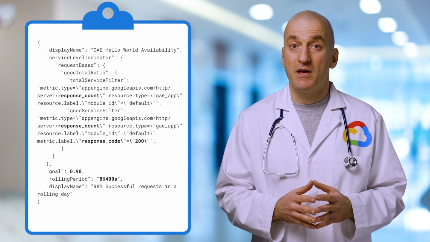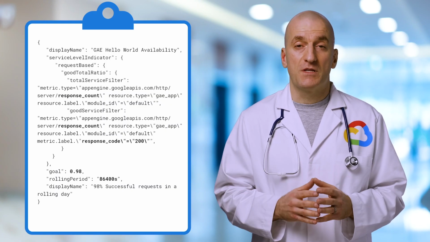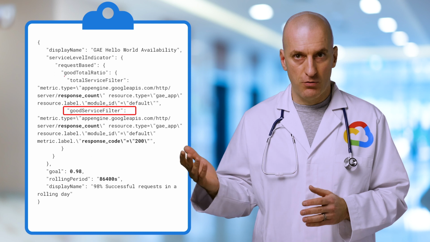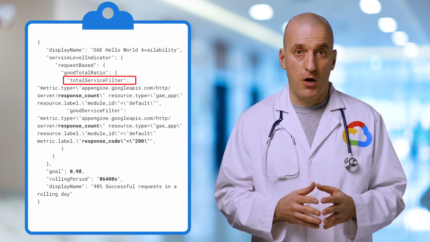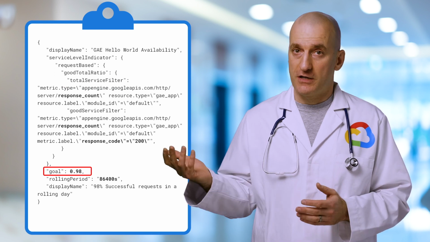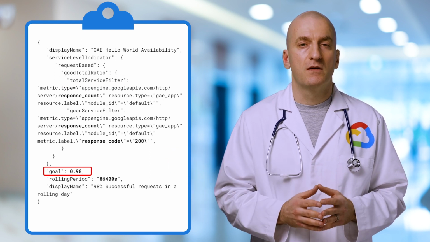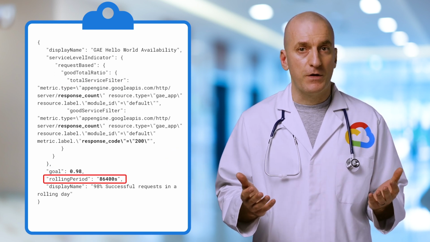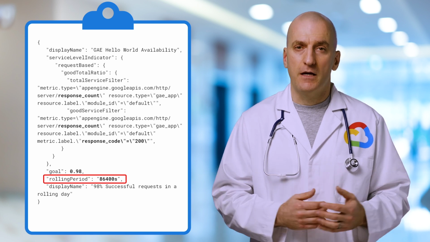Now that we have that sorted out, let's take a look at how we can use the Service Monitoring API to create, track, and alert on our SLOs. First, we define our SLI and SLO using a JSON payload and send it to the API to create them. There are four key elements here. The good service filter and total service filter are how we specify how we're counting good and total requests. The goal is the actual objective for the SLO, the target we want to meet. And the rolling period is the time window over which we want to evaluate our SLI.